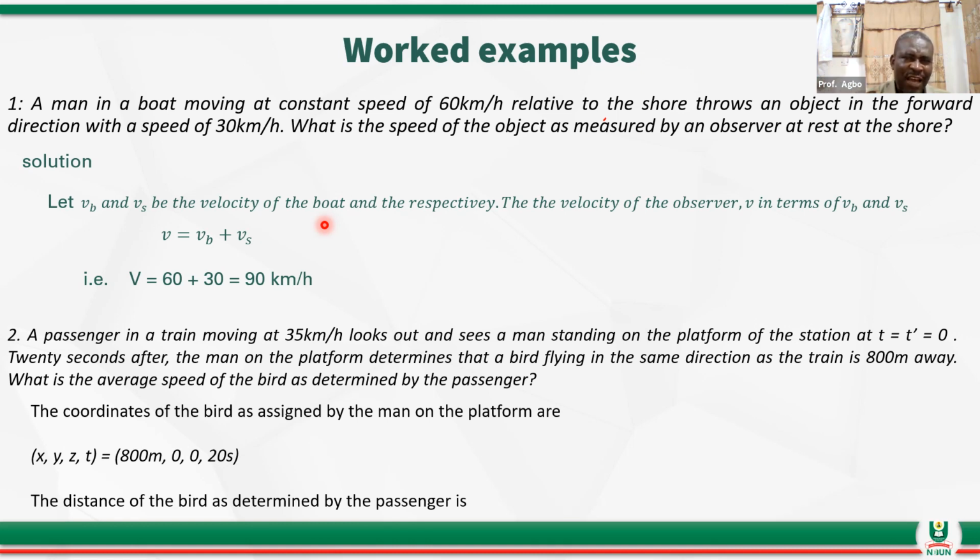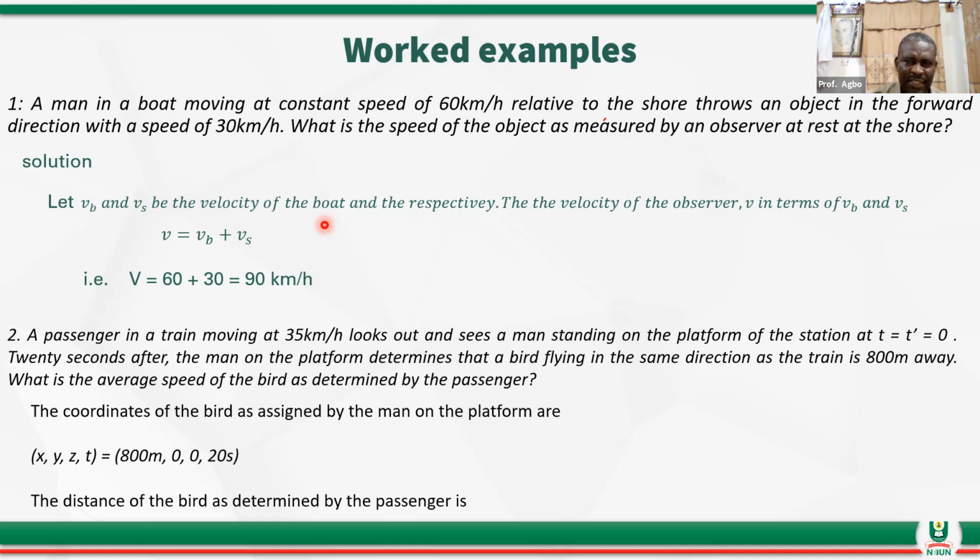So, what is the average speed of the bird as determined by the passenger? Now, let's look at the coordinates. The coordinates of the bird as assigned by the man on the platform are x, y, z, t. That is the frame he is in. And x is 800 meters, y is 0 because the object is not moving along y, neither is it moving along z. It's only moving 800 meters along the x-axis. And his timing is 20 seconds later.